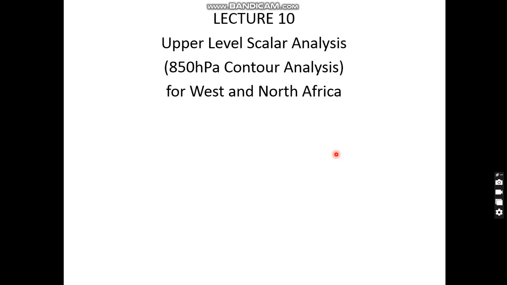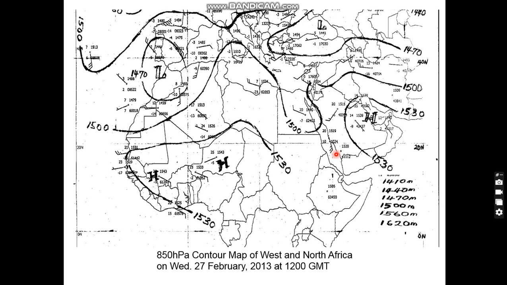Hi, good day. We've come now to lecture number 10, which involves the upper level scale analysis for the 850 hectopascal level, to be precise, for West and North Africa. This is again geopotential contour analysis. This is the enhanced map for West and North Africa, for the 850 hectopascal level on the 27th of February 2013 at 12 GMT.